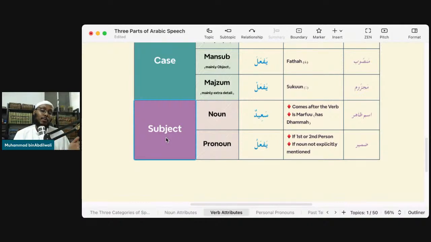Okay, so if you've learned grammar before, you're going to say to me, Ustad, how about naib fa'il? I'm saying, calm down. That's not for this course. This course, we sacrifice some level of accuracy for the sake of simplicity. So I'm not covering every single thing under the sun that you should know about grammar.